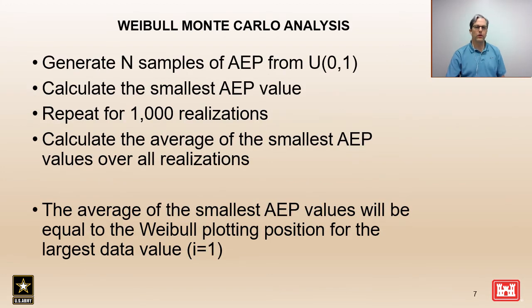We can take a closer look at the Weibull plotting position formula using a Monte Carlo analysis. In this analysis, we start by generating n random samples of annual exceedance probability from a uniform distribution between 0 and 1. From those n samples, we then calculate the smallest annual exceedance probability value. We repeat that process for 1,000 realizations, recording the smallest AEP value for each realization. We can then calculate the average of these smallest AEP values over all of the realizations.